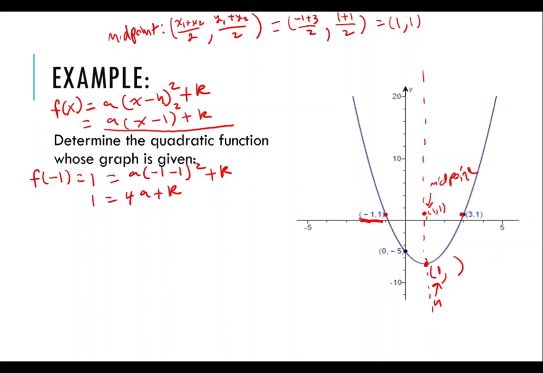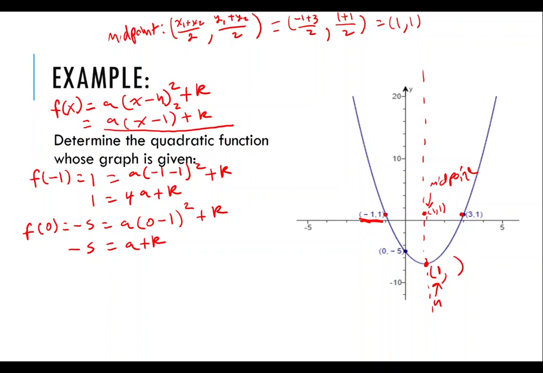Let's do it again. Let's use another point. We could use (0, -5). And so f of 0 is equal to -5. That is equal to a times 0 minus 1 quantity squared plus k, which gives us the equation -5 is equal to -1 from 0 is -1. -1 squared is +1. That's really a plus k.